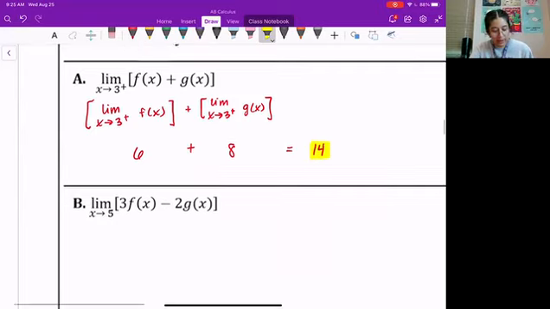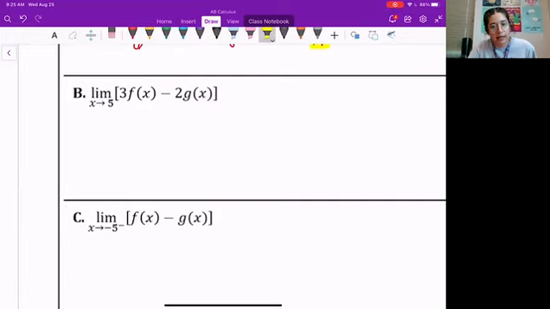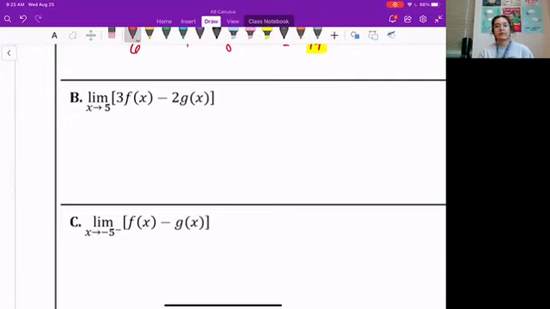Cool. All right, letter B. Okay, this time we got a little bit more stuff going on. Yes, I'm subtracting these 2 functions, but they've also got coefficients in front. Okay, so I'm going to split it up into 2, one dealing with f and one dealing with g. Okay, so I know that my limit x is approaching 5.